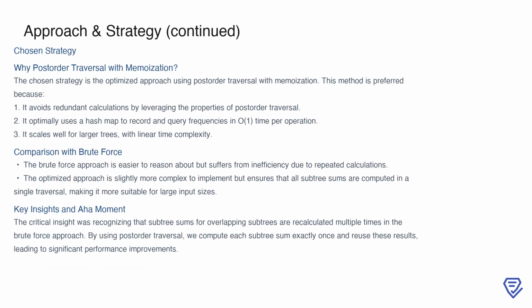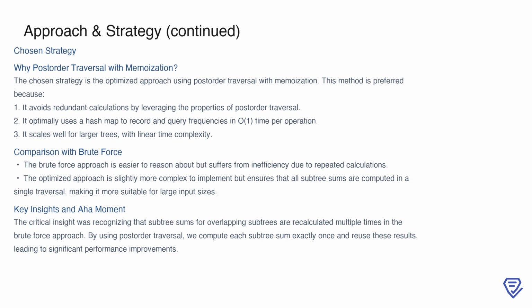The strategy we ultimately choose is the optimized approach using post-order traversal with memoization. This method is preferred for several reasons. First, it eliminates redundant calculations by leveraging the nature of post-order traversal, which ensures that all subtree sums are computed only once. Second, it utilizes a hash map to efficiently record and access frequencies, making these operations extremely fast. Finally, it is highly scalable, with a linear time complexity that makes it practical for handling large input sizes.